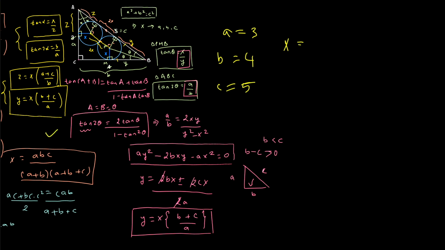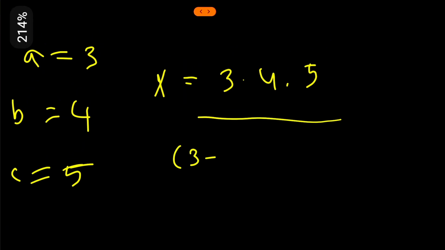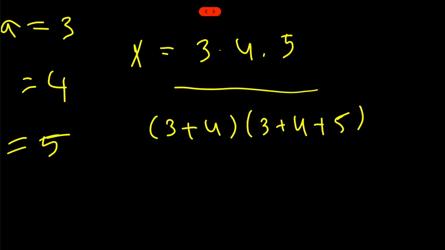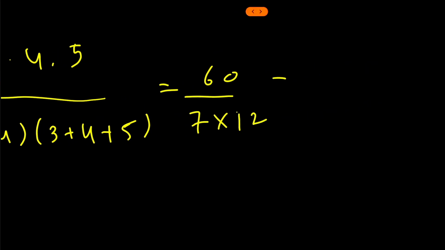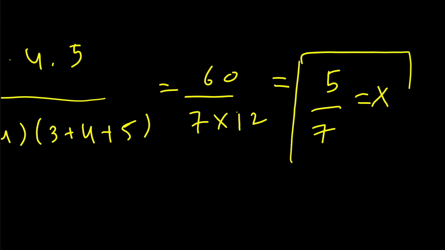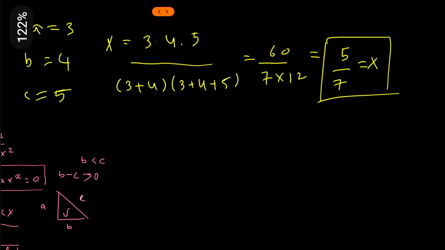So utilizing the first relation, x equals 3 into 4 into 5 upon 3 plus 4 multiplied with 3 plus 4 plus 5. So this thing will turn out to be 60 upon 7 into 12, and this thing would be equal to 5 upon 7, and this is the value of x that we got using the first relation. Now let us utilize the second equation.